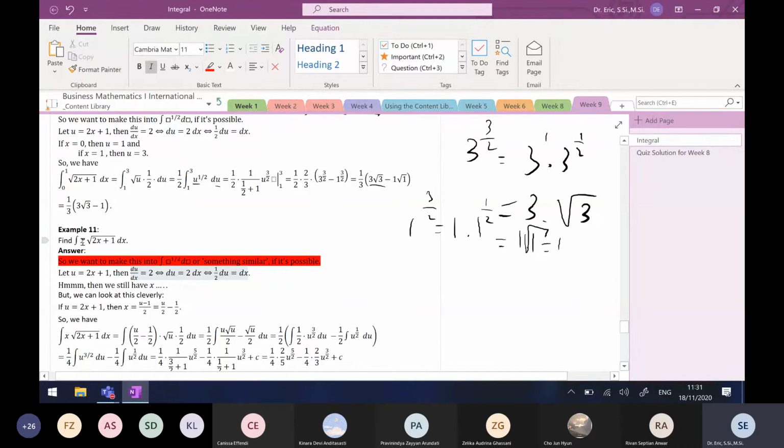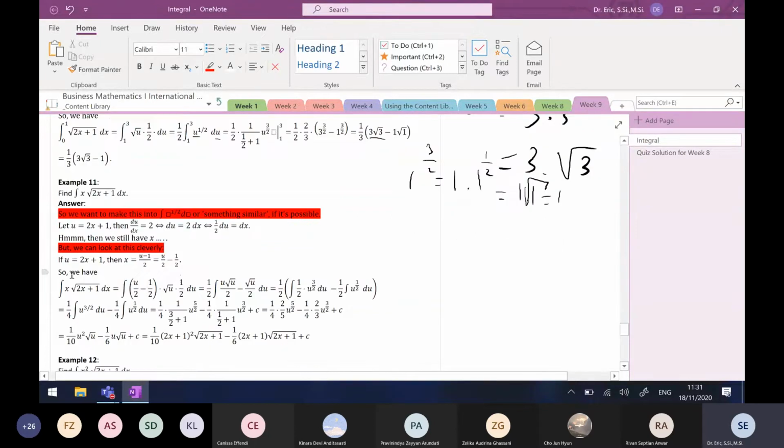We still have x here. Dx becomes a half du, and this is square root of u. But what happened to x? But we can look at this cleverly. This is just my comment, you can just leave it out when you are doing problems. If u is 2x plus 1, then u minus 1 is 2x. So x should be u minus 1 divided by 2.